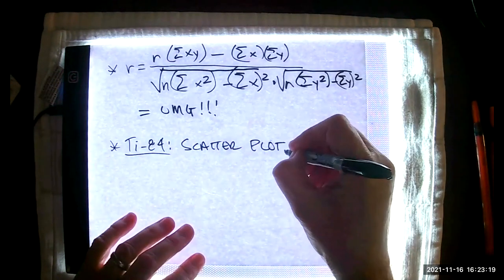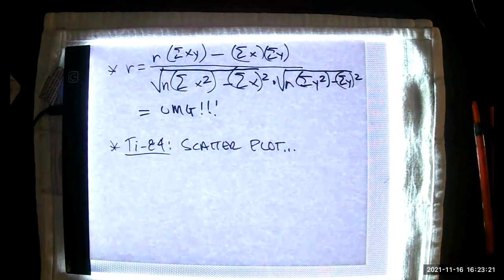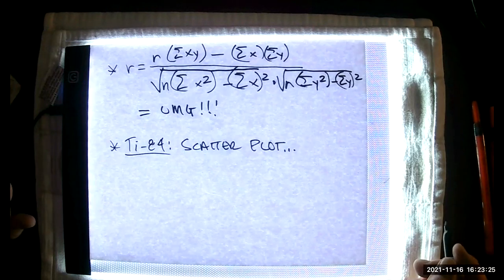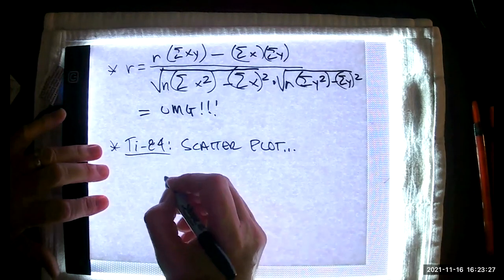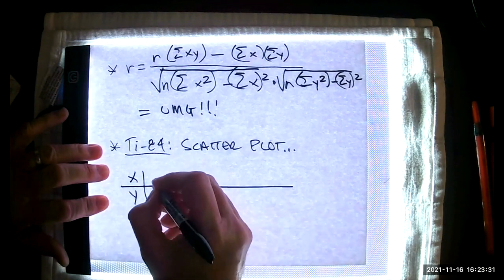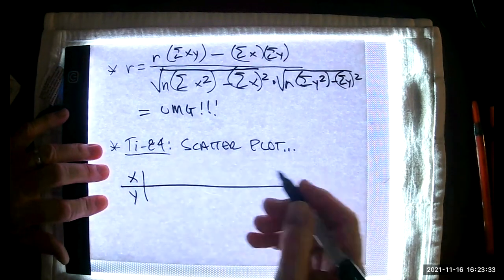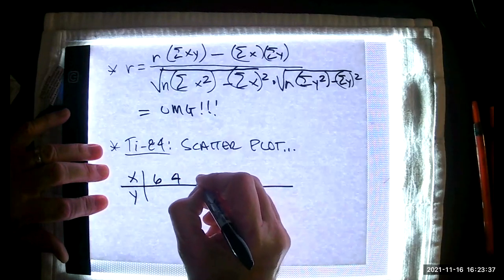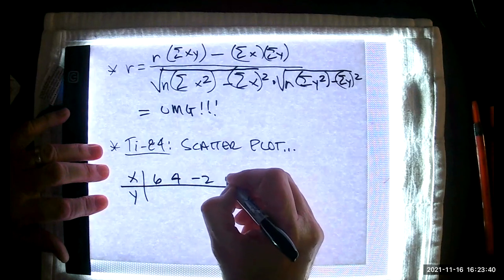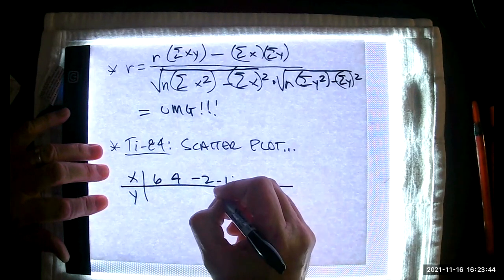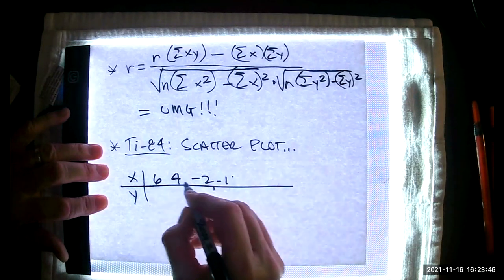So that's up next. Then we're going to get back to the statistics. But for the scatter plot for your TI-84, excuse me, I need some XY data. Let's see, make it a reasonably sized 6, 4, and -2, -1. What else? 1, 2, 3, 4.